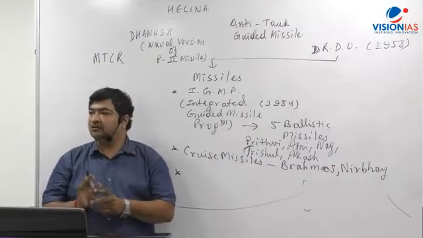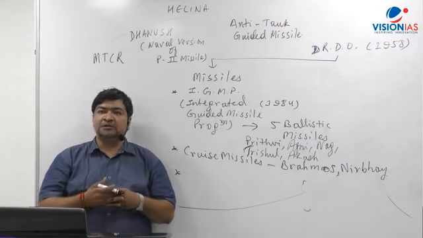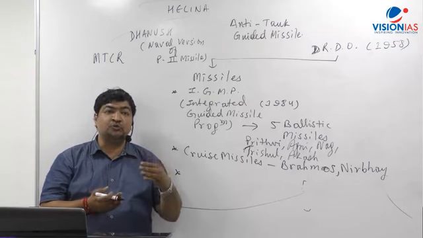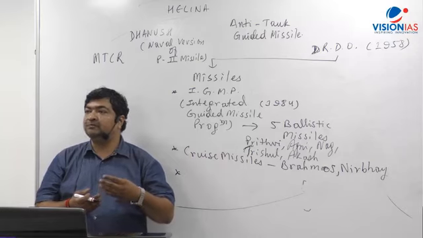See, Nirbhay missile, we are not totally successful. We are in the process of development there. See, BrahMos is a supersonic cruise missile. What is called supersonic? It goes at a speed of something around 2.8 Mach number.